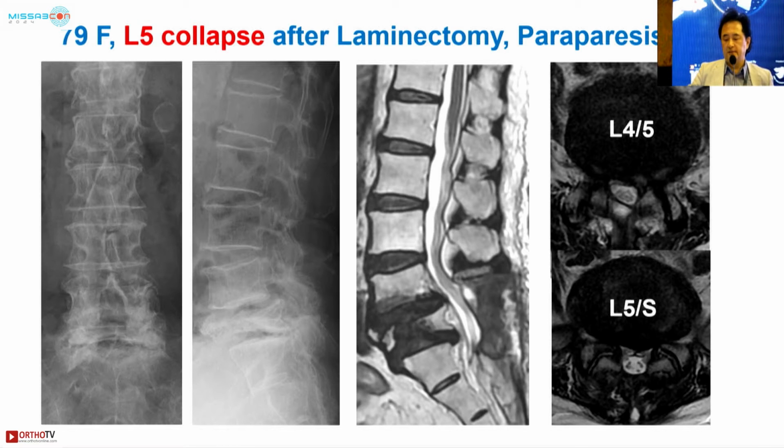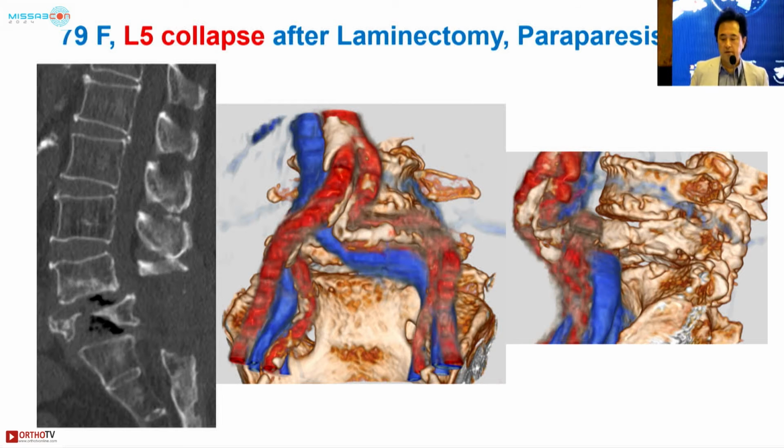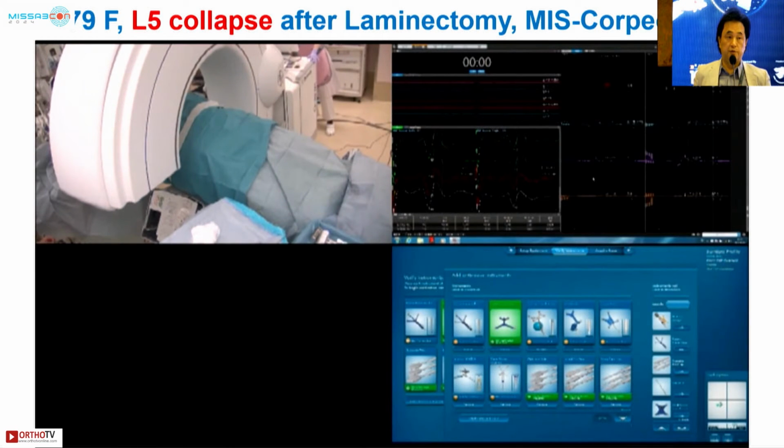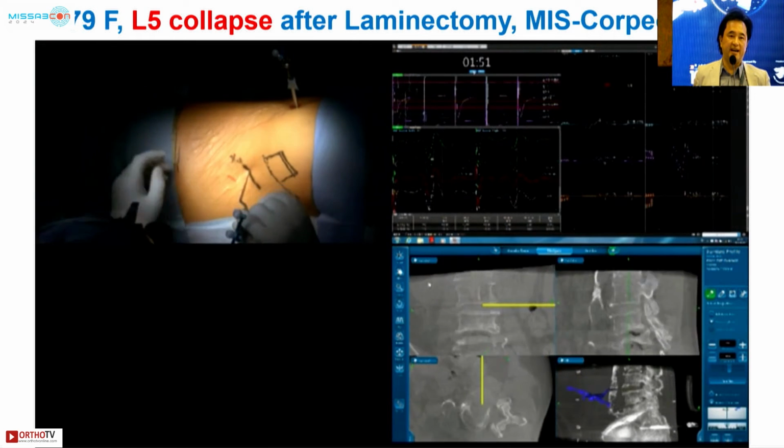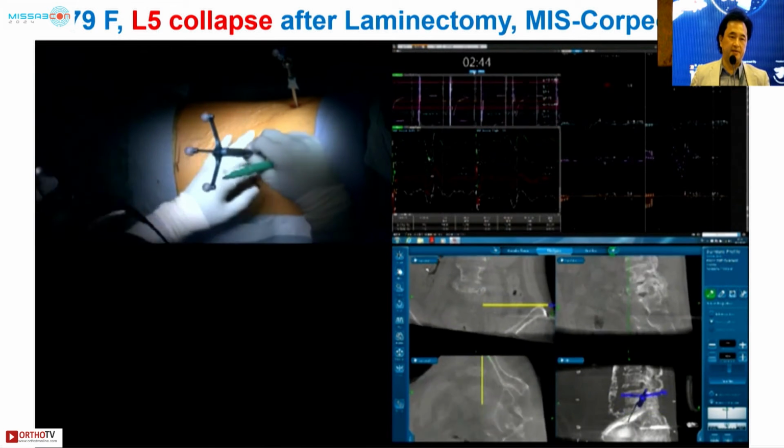So this is another case, L5 collapse. First, we performed simple laminectomy, but it doesn't work. So the collapse becomes worse and worse. We chose corpectomy. L5 corpectomy is very difficult because there are the ascending lumbar vein and iliolumbar vein. It's very difficult to approach. Let me show you the video. We always use navigation, not CT, even for this kind of severe condition.